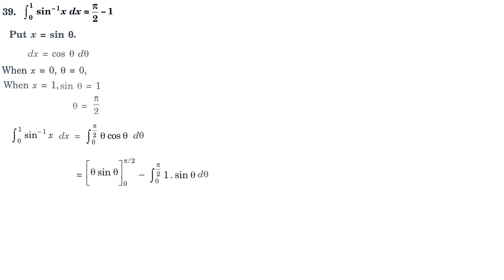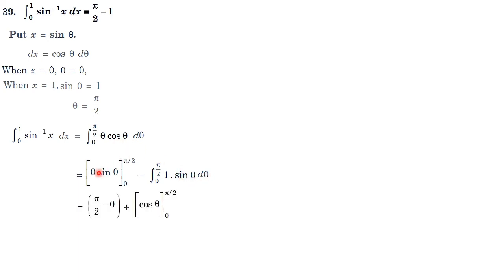Then minus the integral from 0 to pi by 2 of the derivative of the first, derivative of theta with respect to theta is 1, into the integral of the second, the integral of cos theta is sin theta d theta. Once again we apply integration by parts: theta is the first function and cos theta is the second function. First function theta into integral of second, which is sin theta. Apply the limit, minus the integral from 0 to pi by 2 of derivative of theta, which is 1, into integral of cos theta, which is sin theta d theta.